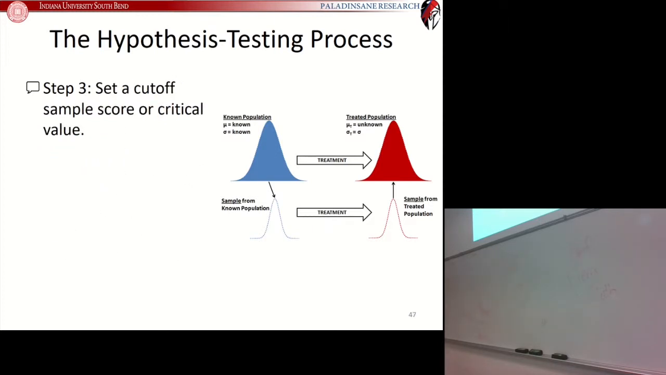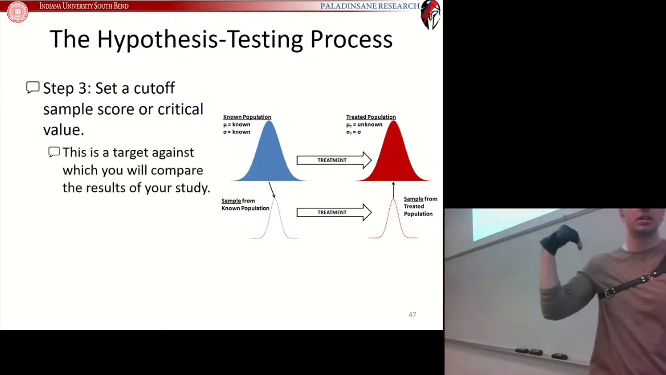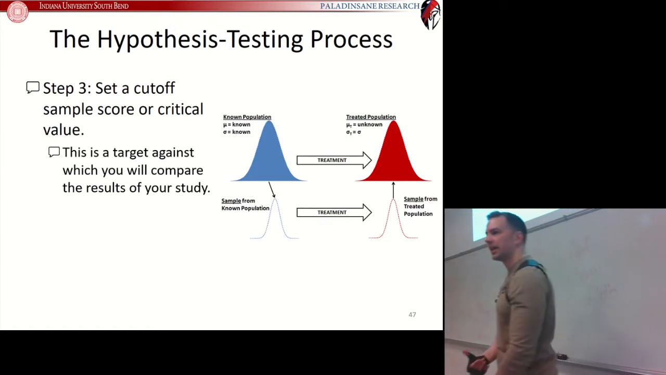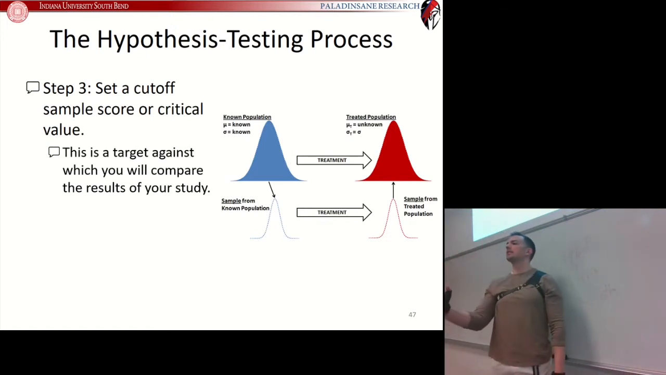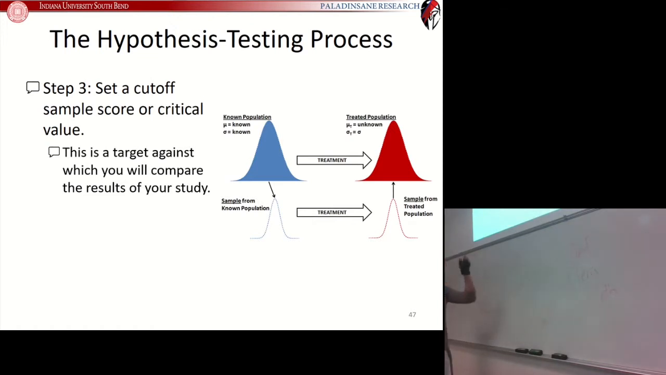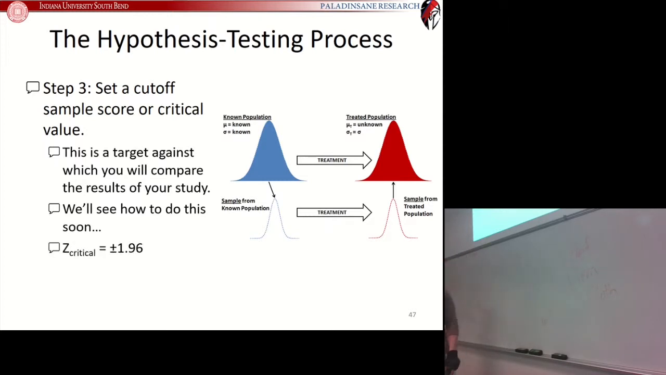All right, so set a cutoff sample score or critical value. This is the target against which you're going to compare your study. This is what I like to call that line in the sand. You're drawing a line in the sand, and you're saying you cross this line, and I'm going to reject that null hypothesis. I really will. So this is the line in the sand that you're going to compare the results of your study. We're going to see how to do this soon as well, but for right now, it has to be given to you, and it is a Z critical of 1.96.